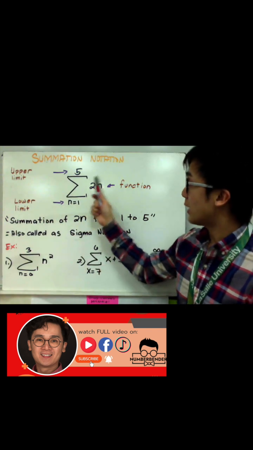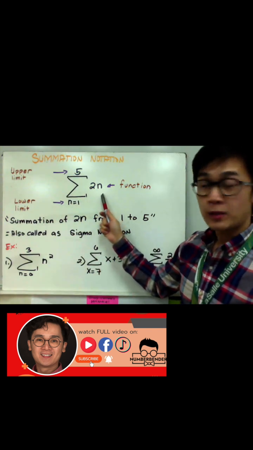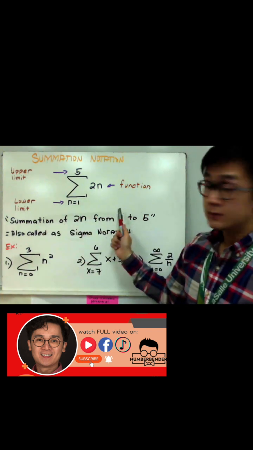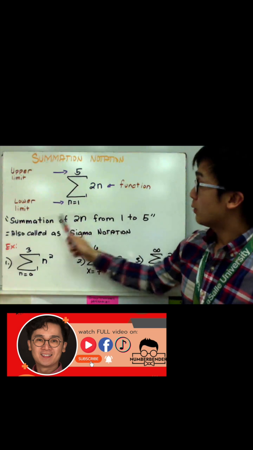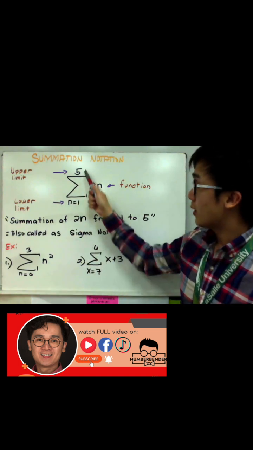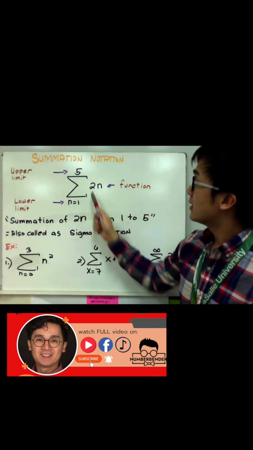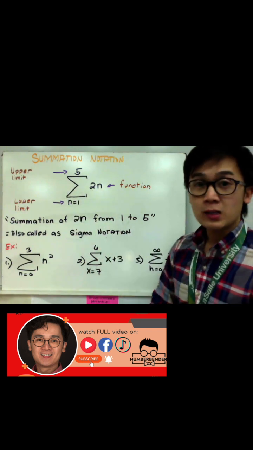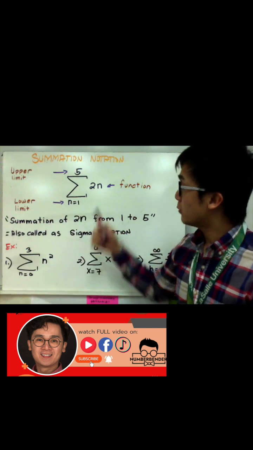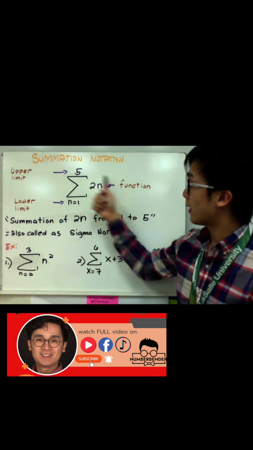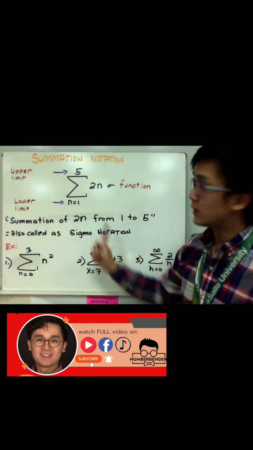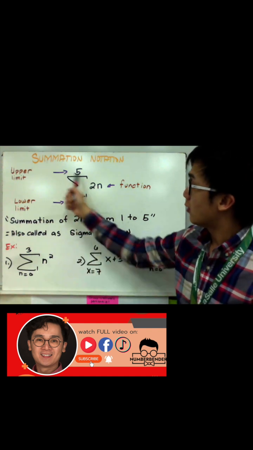At yung function nyo na gagamitin nyo sa pag-evaluate ng summation notation will be 2n. Now, ang tamang pagbasa ng summation notation will be summation of the function 2n from 1 through 5. So, pag sinabing summation, in mathematics, ibig lang sabihin nun, kailangan yung i-add lahat ng terms from 1 through 5 using the function. So, pwede rin siyang tawagin na sigma notation kasi itong Greek letter na to, yan yung tinatawag nating sigma.